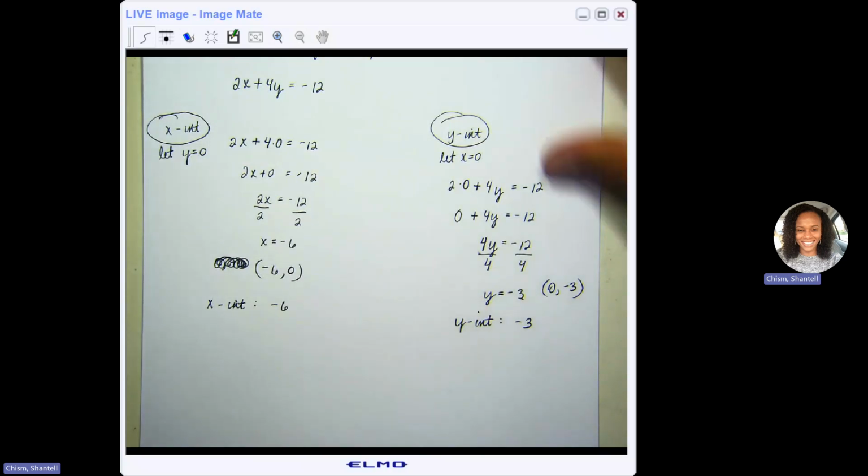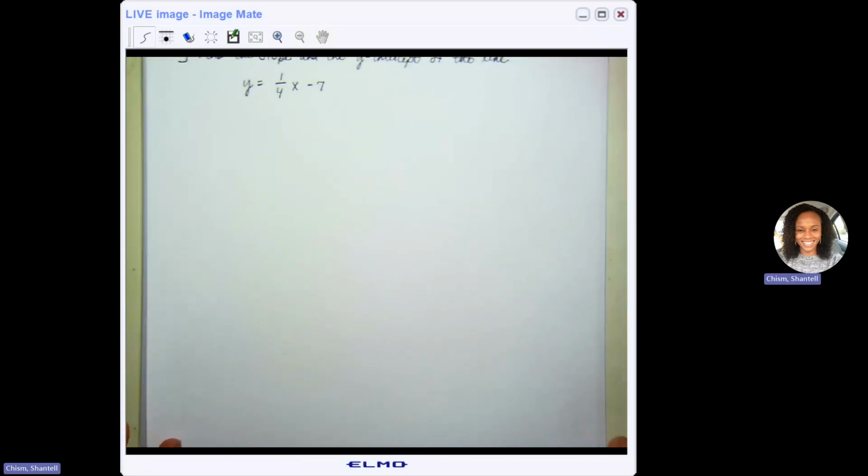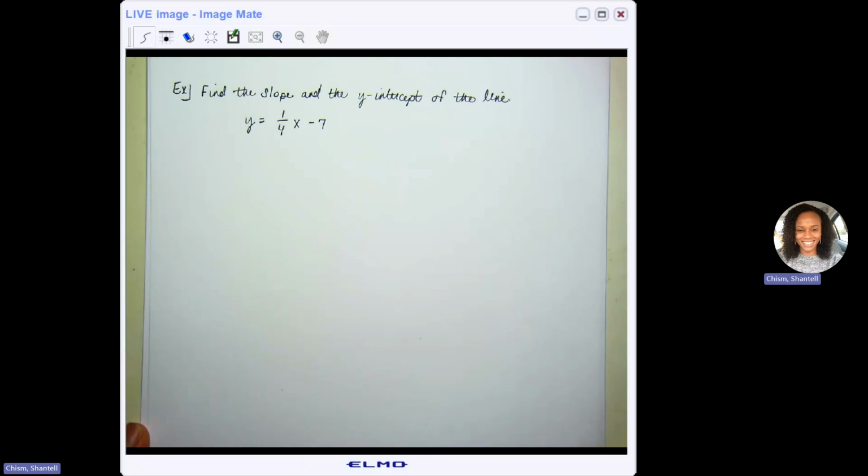We've got another problem here. Again, some of them involve graphing. These do not, so these I've got written on paper. The ones that involve the graph, I'll have to go to the computer for those. So it says find the slope and the y-intercept of the line y equals 1/4 x minus 7.